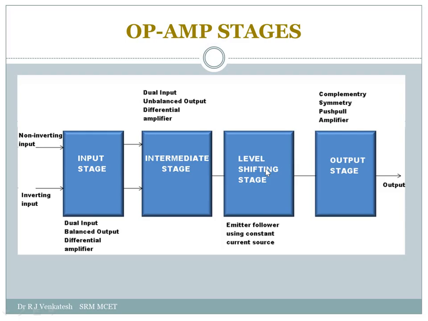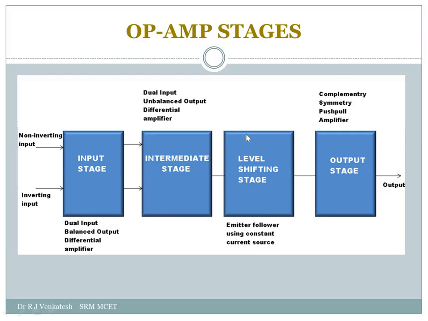The third stage is the level shifting stage. Here you use an emitter follower with a constant current source, and the output of the level shifting stage is connected to the output stage. The output stage is the fourth and final stage of the operational amplifier. A complementary symmetry push-pull amplifier is used in the fourth stage, and you get the amplified output.